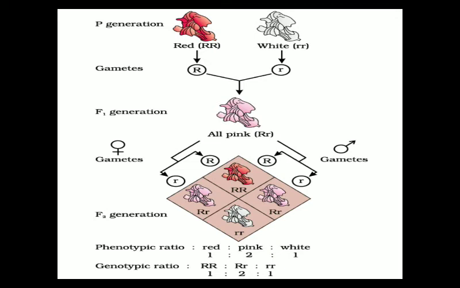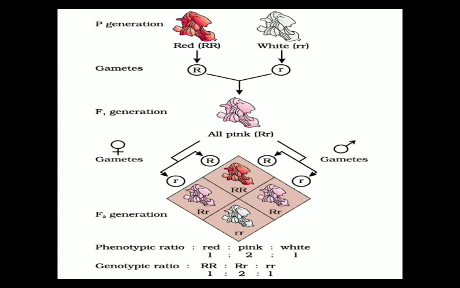So when selfing is done in order to get the plants of the F2 generation, what are the different plants which will be produced in the F2 generation? What we do is self-pollination of the F1 progeny. When selfing was done, the phenotypic ratio was 1 is to 2 is to 1, as well as the genotypic ratio is 1 is to 2 is to 1.